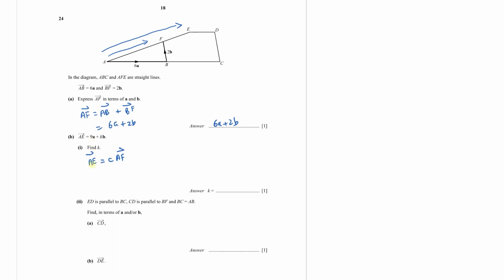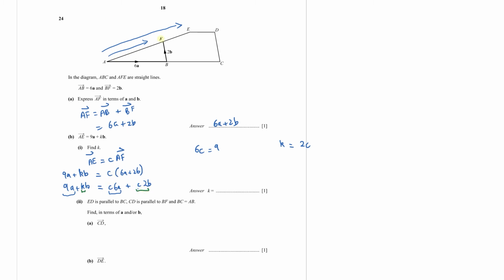I know that AE is 9a plus kb, and AF is 6a plus 2b. So 9a plus kb equals c times 6a plus c times 2b. Now I can compare the values for a here. This is 6c and this is 9. So 6c equals 9. And then kb should be equal to c times 2b. So that means k equals 2c.